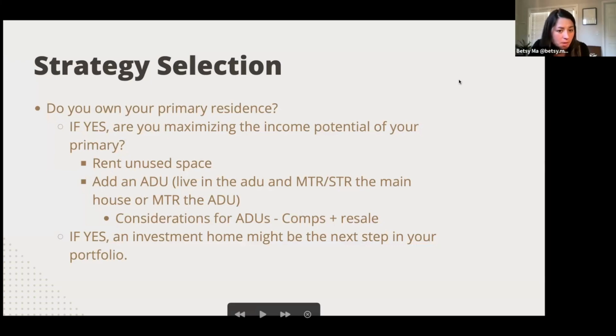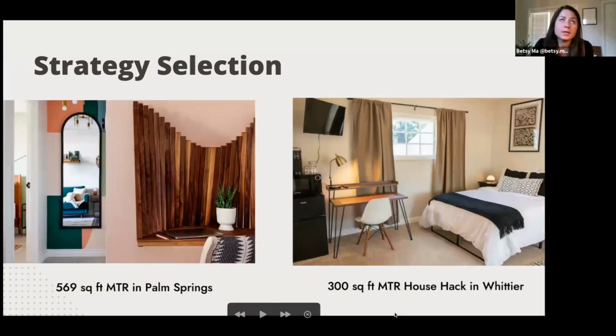If you do own your primary residence, it might be a great opportunity to take the next step in building your portfolio and consider buying an investment home. So there's lots of different options. Next slide. For buying an investment home, you could buy the investment home as a vacation home rental. You put 10% down. And we'll get into this a little bit later, but if you have maxed out your ability to have conventional loans, you can look into a different loan product like a DSCR loan.